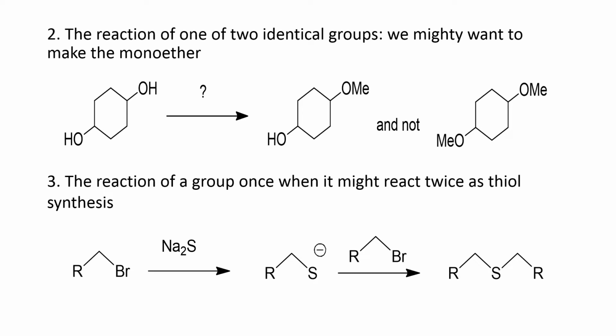This is an example you might have studied in the oxidation of alcohols. When alcohols are oxidized in presence of chromic acid, the reaction does not stop at the aldehyde or ketone. The reaction proceeds towards the carboxylic acids or esters. Meaning one functional group can react twice with the reagent. Here is the example of synthesis of thiols. We will discuss these examples step by step.